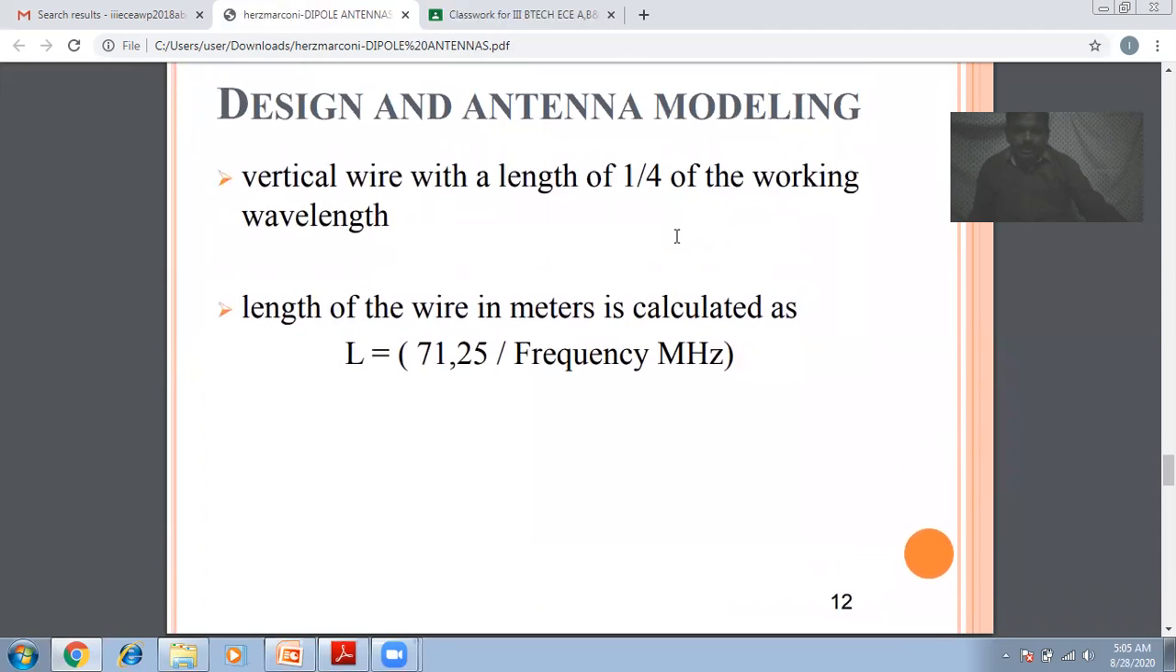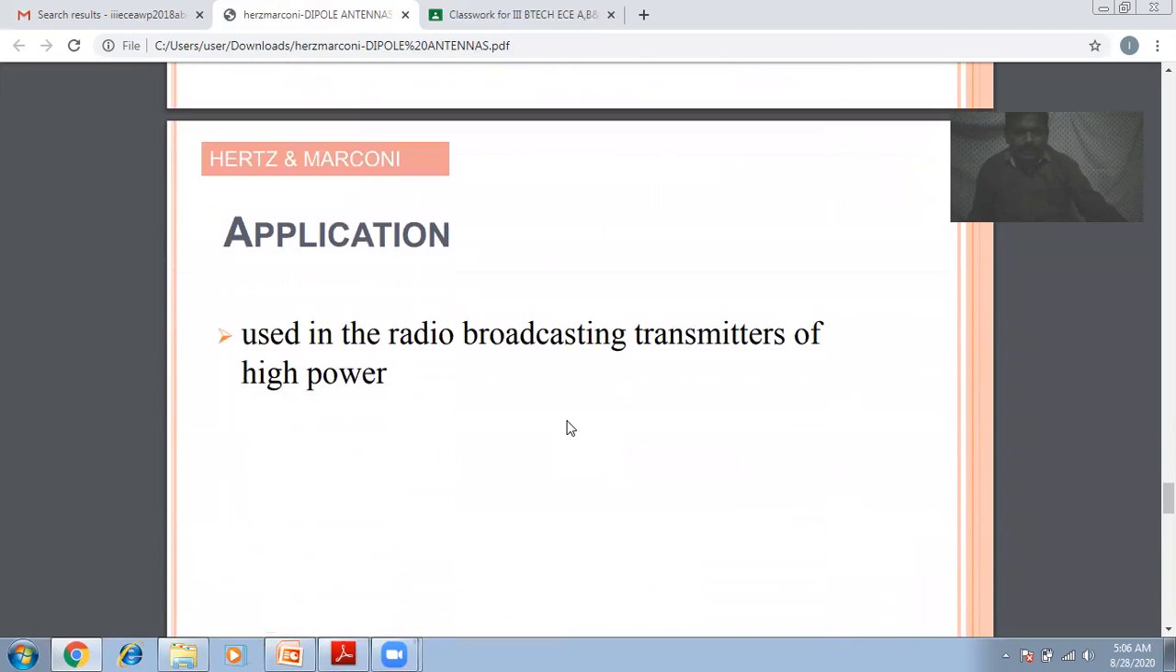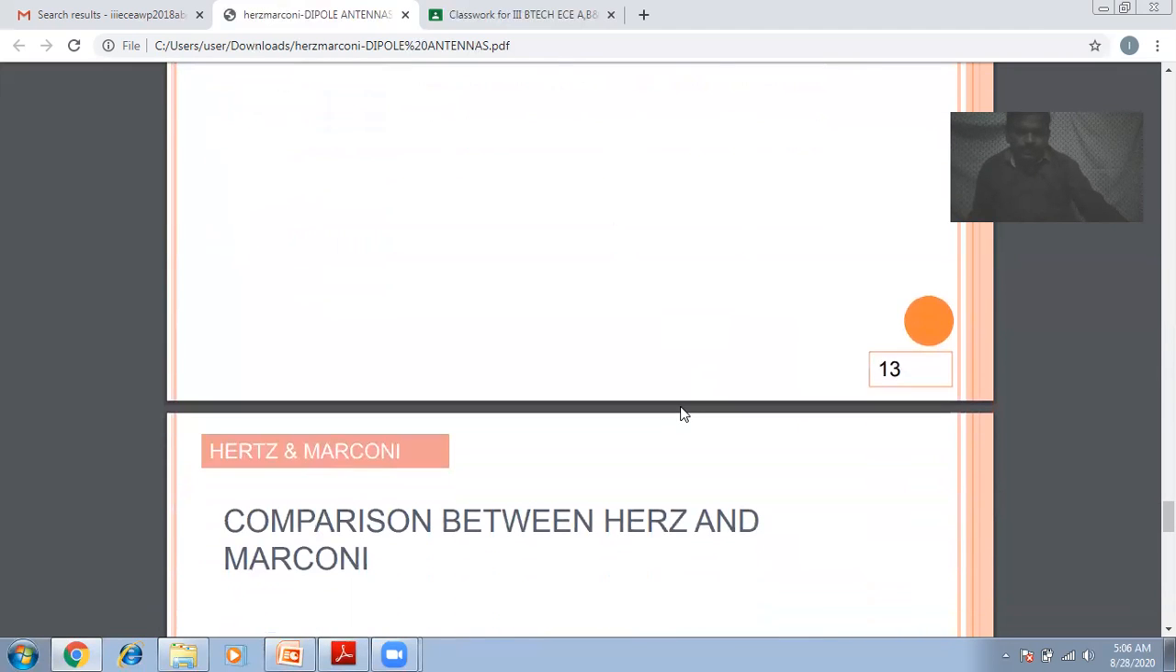So this is about the design. It's not necessary for us. Of course, the length can be taken in terms of the operating frequency like this, but it is not necessary for us. It is used in radio broadcasting transmitters of high power.